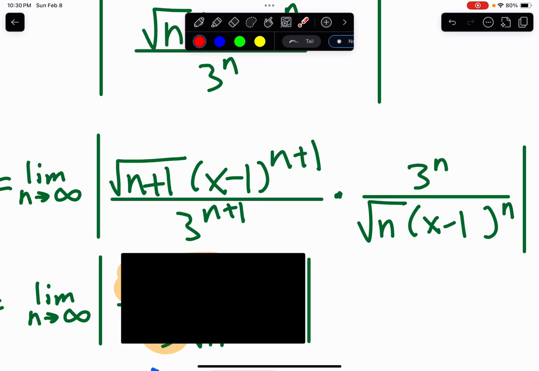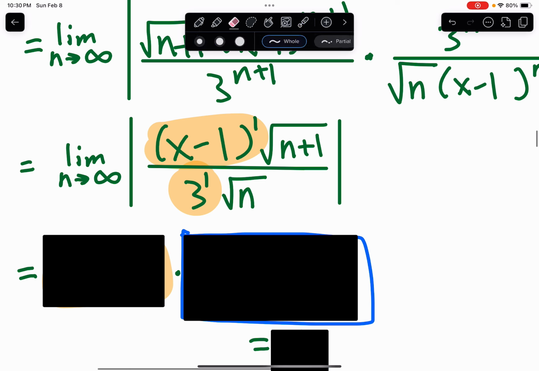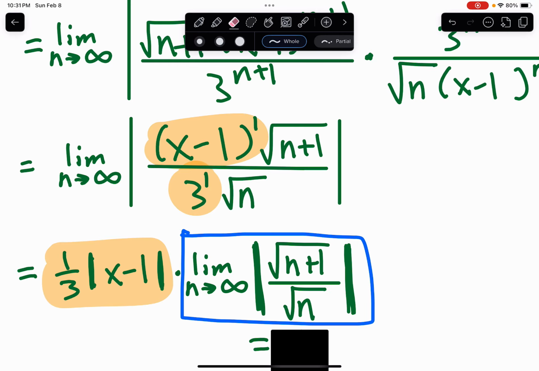Subtract the exponents, okay? And so I get x minus 1 to the first in the numerator, 3 to the first in the denominator. These things I've highlighted do not have n's in them, which means I can put them outside of the limit. And so I can rewrite this as x minus 1 over 3. Now, technically, this is an absolute value for the x minus 1 because that's what's being factored, so absolute value of x minus 1. And now I'm left with the limit, absolute value of root n plus 1 over root n.